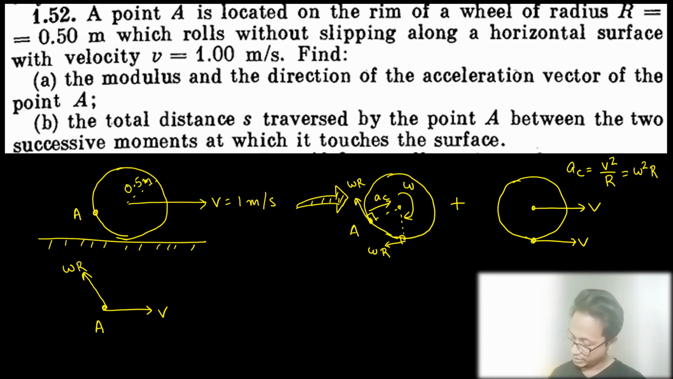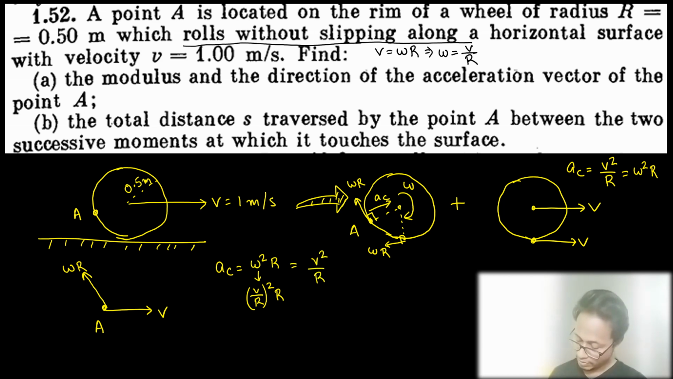See, from the condition of rolling without slipping, that means pure rolling, I get v is equal to omega r, or omega is equal to v by r. The centripetal acceleration is equal to omega square r, or (v by r) whole square into r, which will automatically come as v square by r.